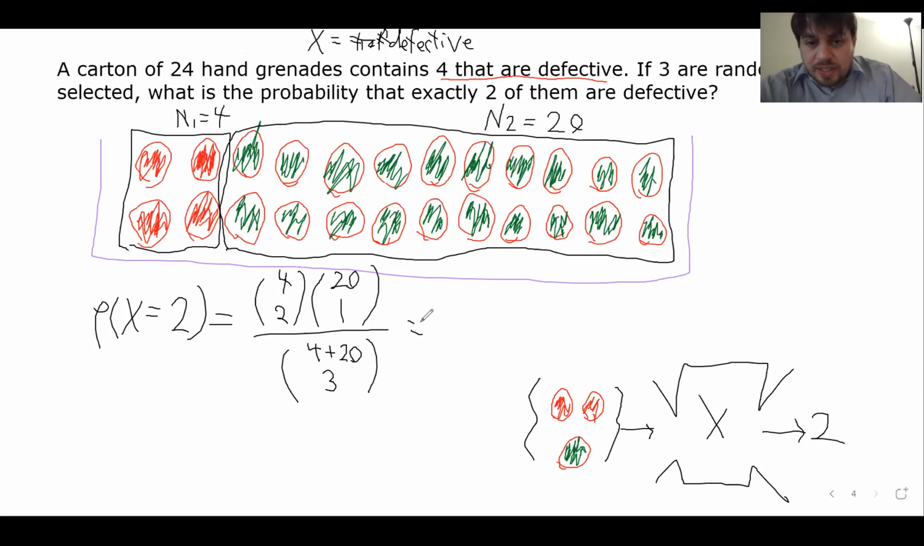Okay, and so when you calculate this number, you get 0.0593. Does that make sense? So that's the probability that, if you choose 3 randomly from the box, 2 of them are defective.